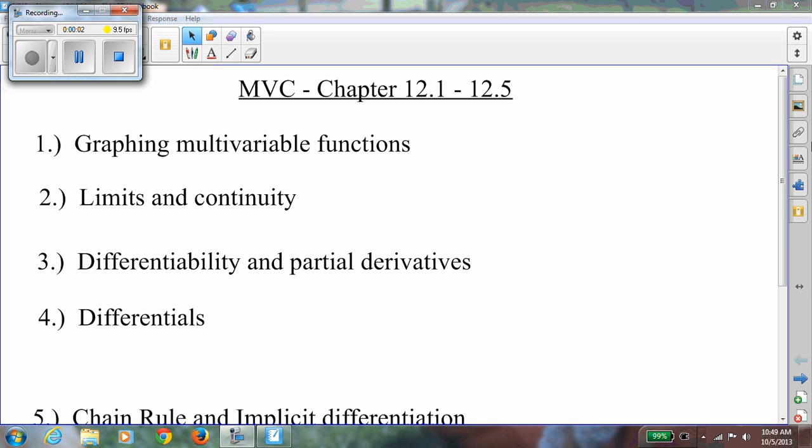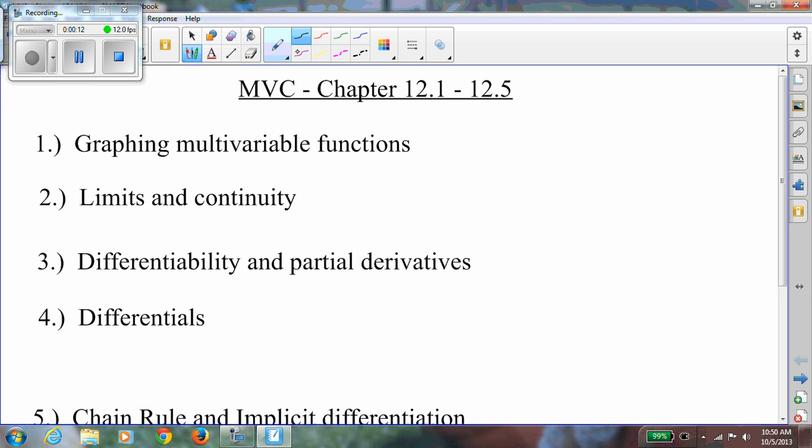In Chapter 12, we finally get to use our BC knowledge and apply it to MVC. We started by graphing multivariable functions, and we basically graphed two types. One of the types that we graphed was f of x, y equal to z. This graphed a surface. And then if we set z equal to a constant, f of x, y equals k, this graphed a level curve.